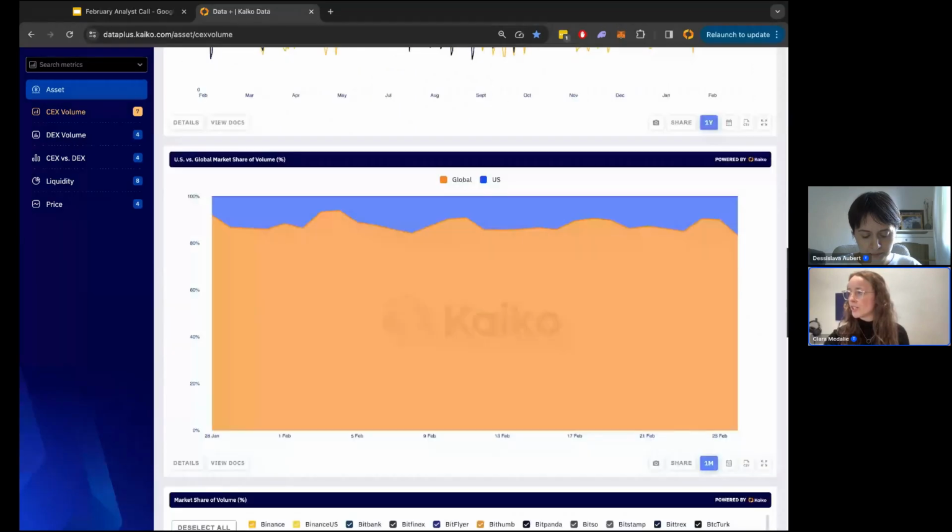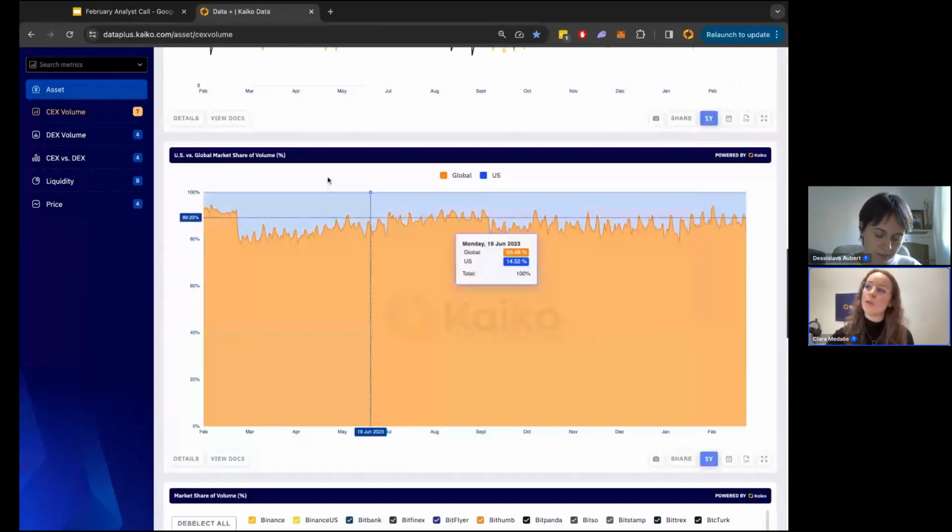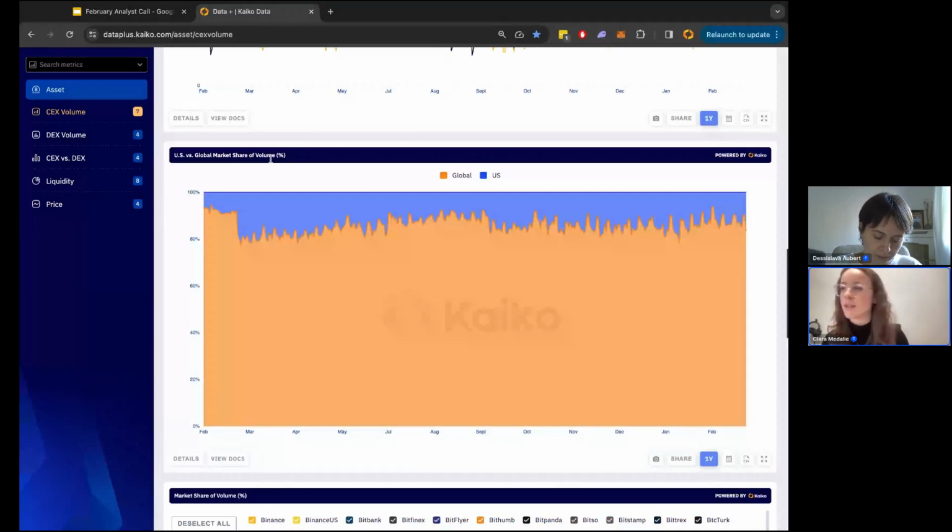So the next metric we're going to look at is US versus global market share of volume. Here, the metric is in percentage. Essentially what we did is we figured out all of the exchanges in our coverage where Americans can trade. So even if an exchange is based in Europe, if they allow US traders, then we classify that as a US available exchange. Whereas global exchanges, it's simple. If you're American, you can't trade on it.